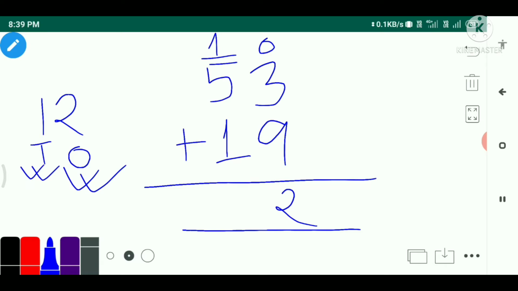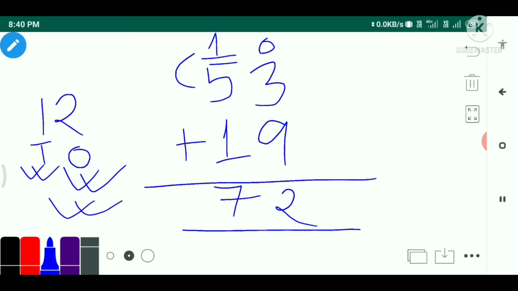Now we'll add first these two. So 1 plus 5, it will be how much? 6. 6 plus 1, 7. So our number will be 72. This is what? Regrouping.